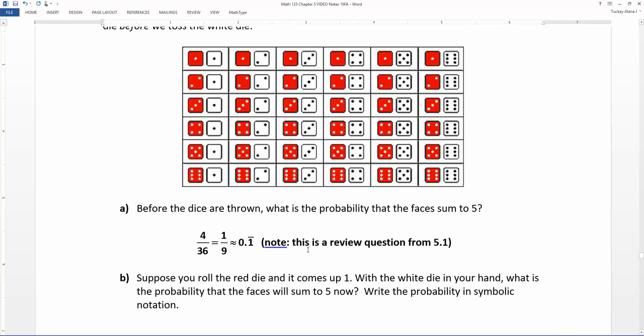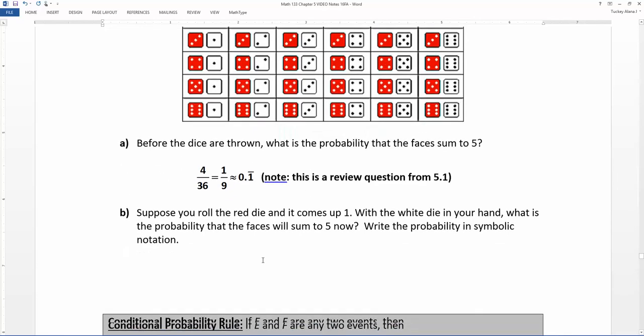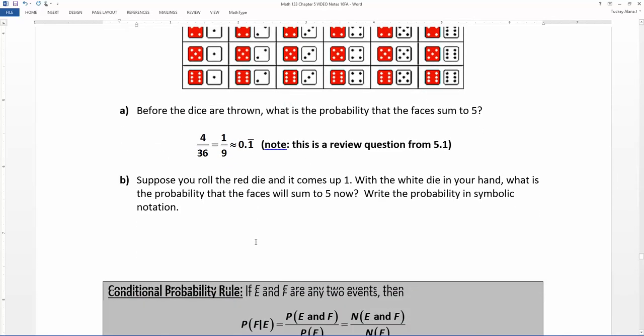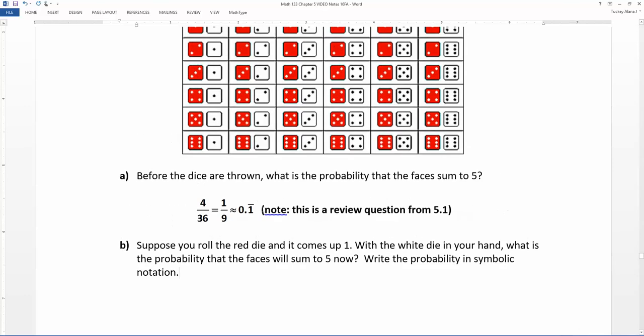All right, now how does that compare to a conditional probability question? So the letter B is one of those. You roll the red die and it comes up 1. With the white die in your hand, what is the probability that the faces will sum to 5 now? Write the probability in symbolic notation.